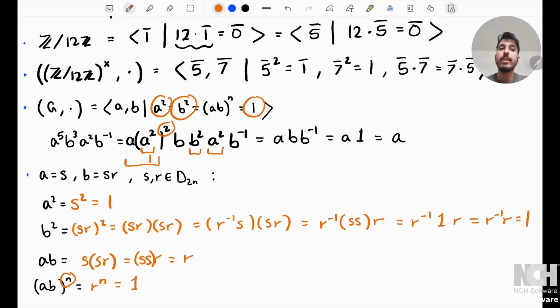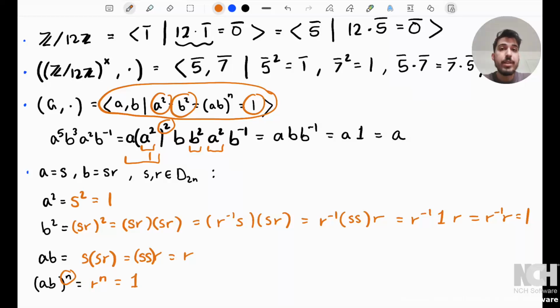So in fact, the dihedral group and this group are isomorphic, because all I did was change the labeling of A and B with S and SR. This means that these two groups have the same structure, just different labeling. And for all intents and purposes, these two groups are one single group. And that is a really cool and important property that we'll be learning about.